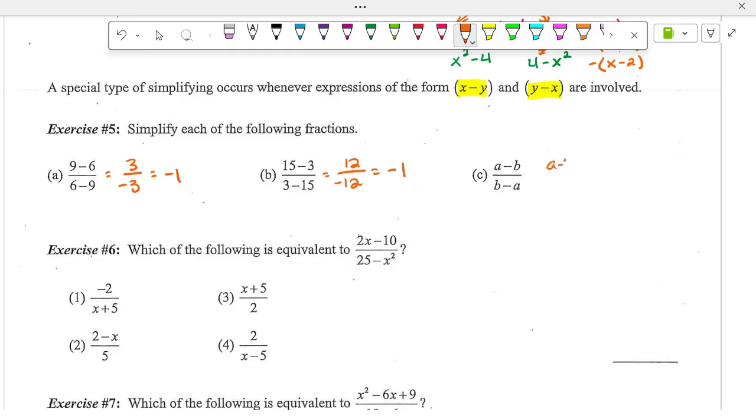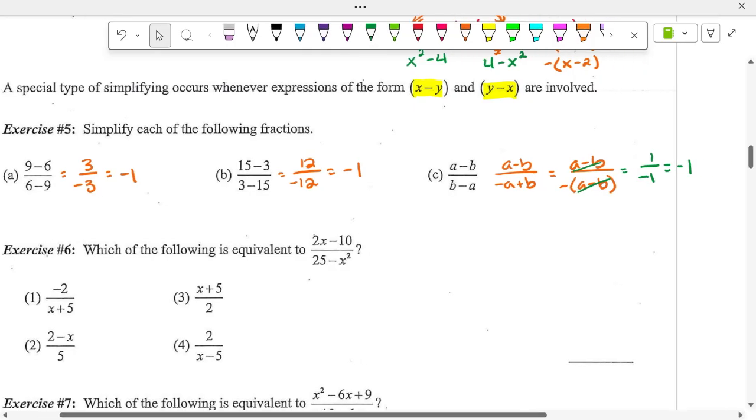Because we have a minus b. If I rewrite this, this will be negative a plus b. So this is a minus b, and I can factor out a negative 1 to change those signs. So negative a minus b. What can I cross out? The a minus b's. So this would be 1 over negative 1, which is just negative 1.